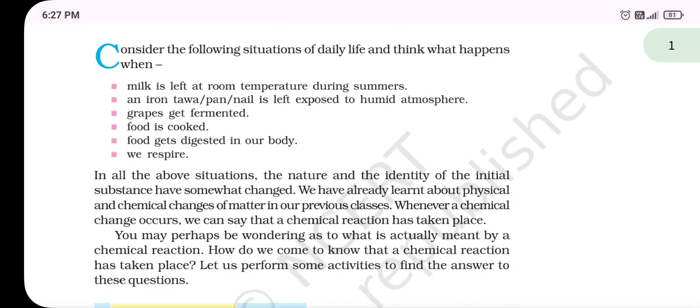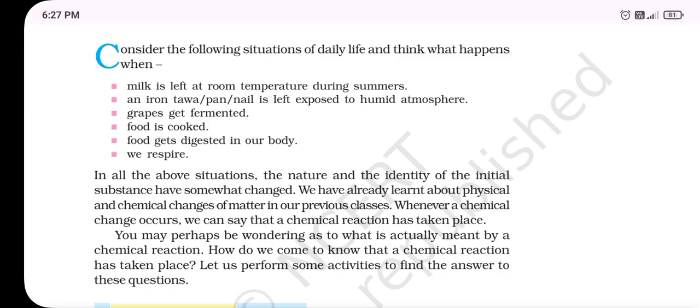Here at the bottom it says, consider the following situations of daily life. It means you have to assume the following situations of daily life and think about what happens when milk is left at room temperature during summers. Milk gets sour in taste. Next, an iron tawa or iron pan or iron nail is left exposed to a humid atmosphere.